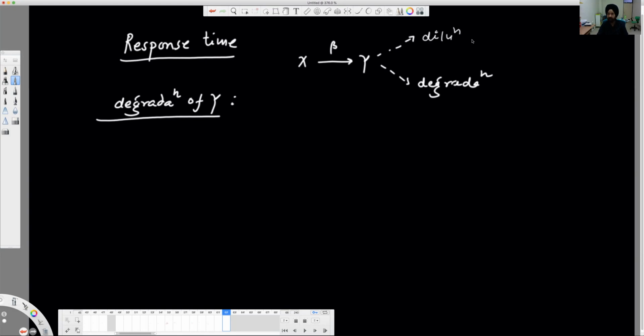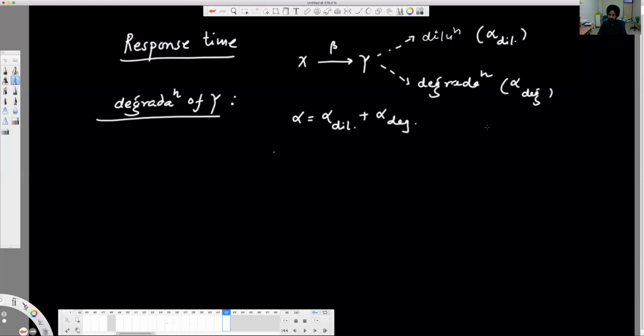You might wonder what is dilution. Dilution generally happens once you divide the cells, right? Cells are dividing from 1 to 2, 2 to 4, and so on. So if there's no new production of Y, Y will start diluting over the cell divisions, right? So there are two processes by which Y will be degraded, and let's say this happens with the rate alpha dilution, and this happens with the rate alpha degradation. Okay, so your alpha is equal to alpha dilution plus alpha degradation.